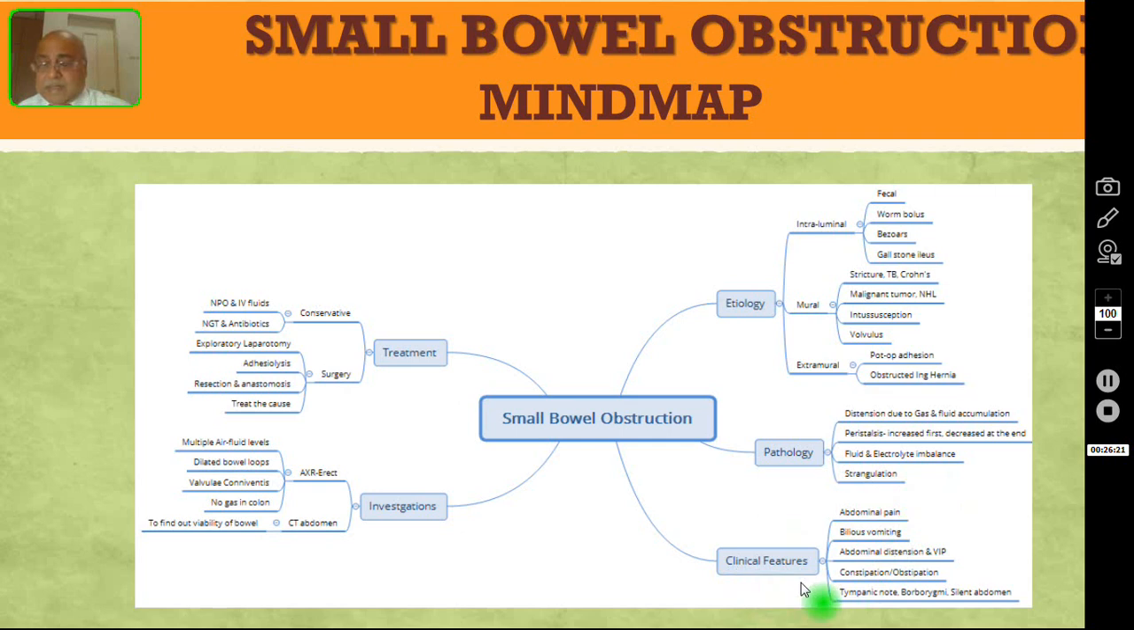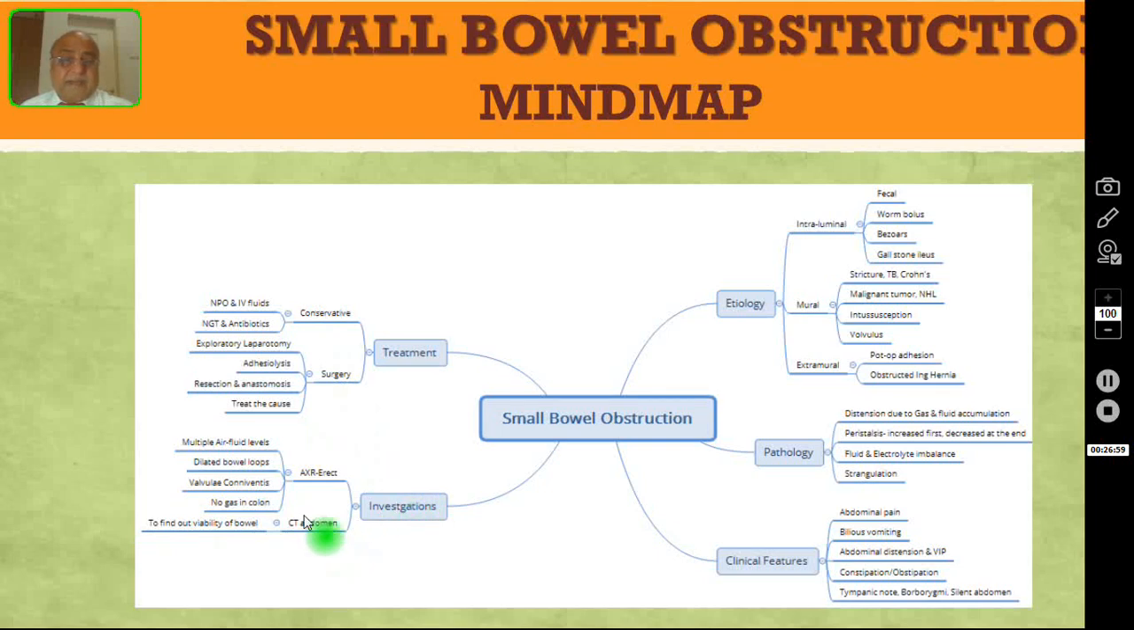What are the clinical features? I told you the quartet: abdominal pain, bilious vomiting, abdominal distension, constipation or obstipation. You can watch for VIP, that is visible intestinal peristalsis, also in a step ladder pattern. If you percuss, the patients have a tympanic note, and if you auscultate, to begin with, there is increased peristalsis or borborygmi, but in a late stage, okay, the patient usually has a silent abdomen.